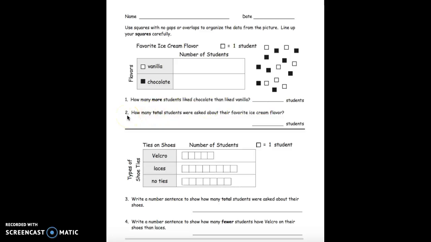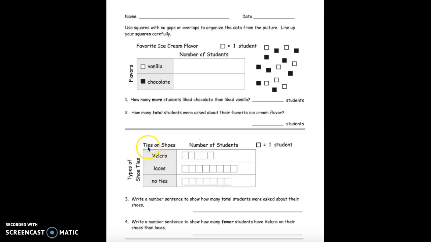Number 2. How many total students were asked about their favorite ice cream flavor? Write the total number of students on the line here. Numbers 3 and 4 go with this data chart.